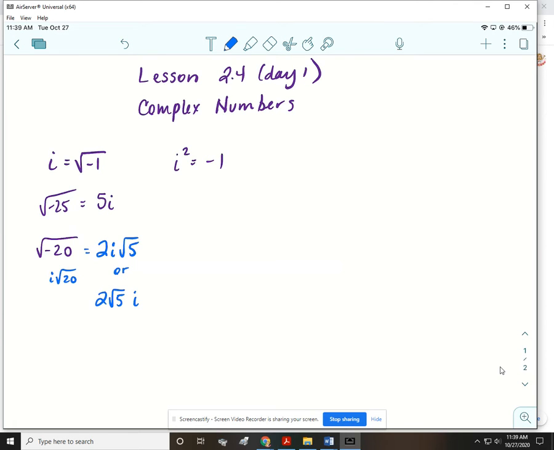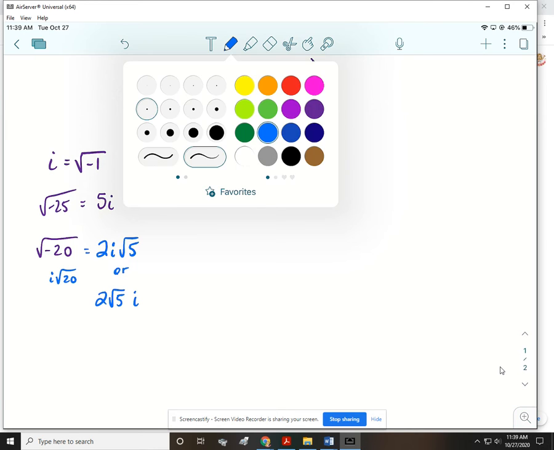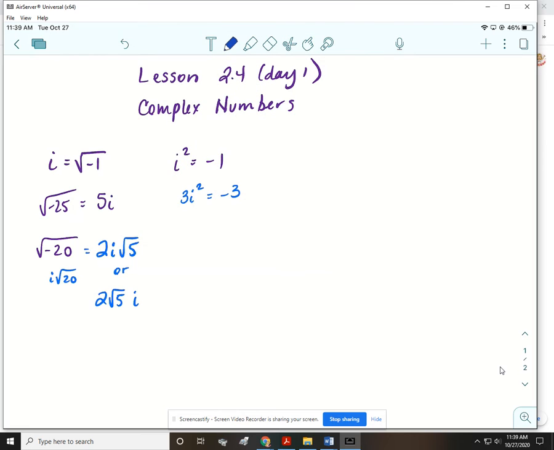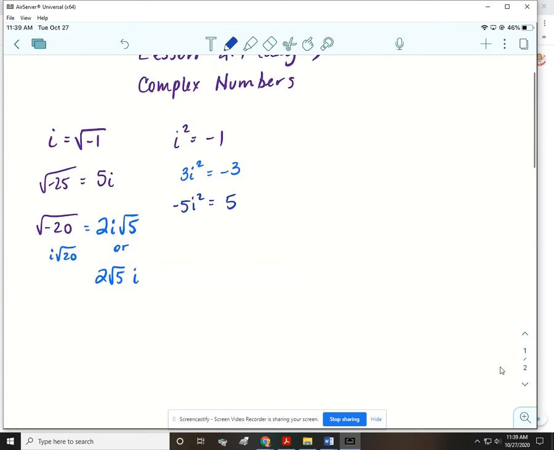All right. And then with the i squared, you'll have things like 3i squared. And anytime your i has a power, it is not simplified. So 3i squared is the same thing as 3 times -1, or just -3. Right? Or if we have -5i squared, that's the same thing as -5 times -1, or just 5. So an i squared always changes the sign of the number in front of it and then basically drops off because it's multiplying by -1.